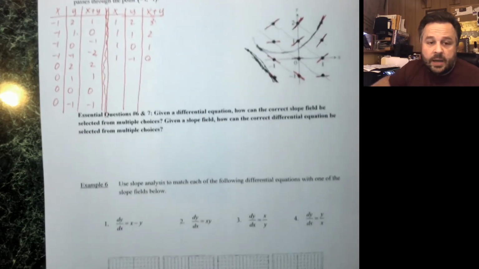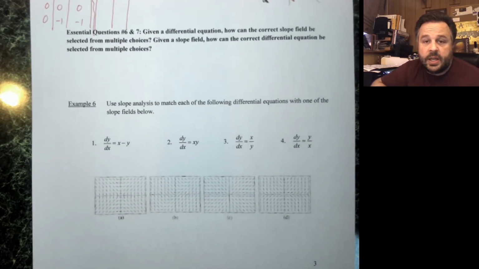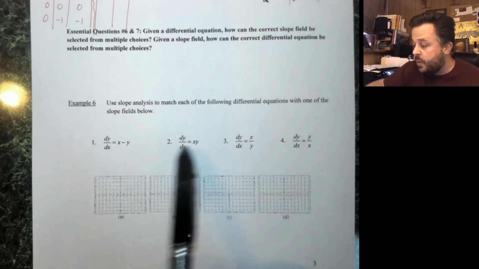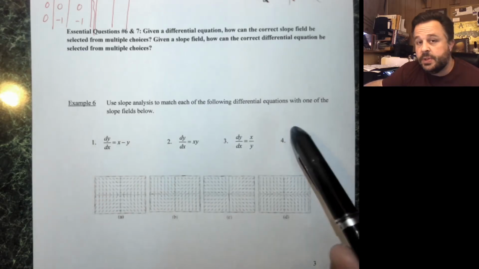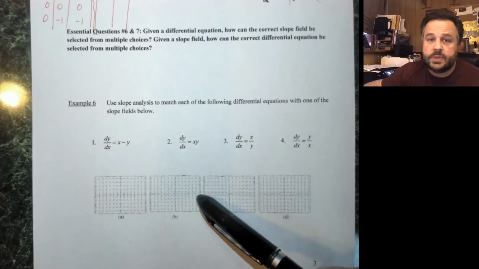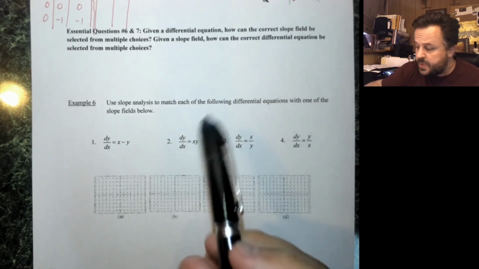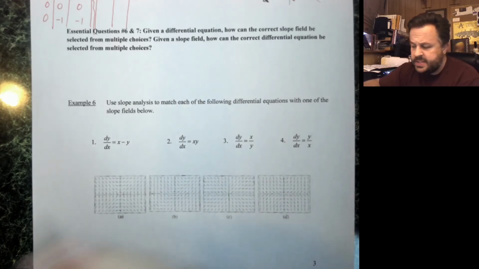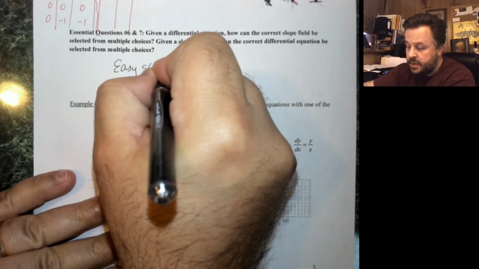All right. Number 6 and 7. Given a differential equation, how can the correct slope field be selected from multiple choices? And given a slope field, how can we select the correct differential equation? So quite often you'll see on different worksheets in calc books as well as online, they'll give you several different differential equations. They'll give you several slope fields, and we just play a matching game here. So how do we do that? Well, basically the easiest thing is to use some easy slopes. Just like we did up here in example 5.